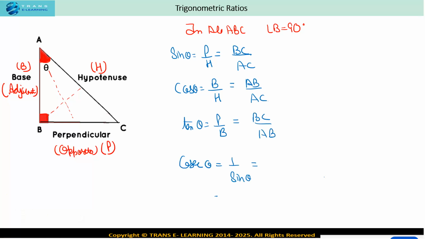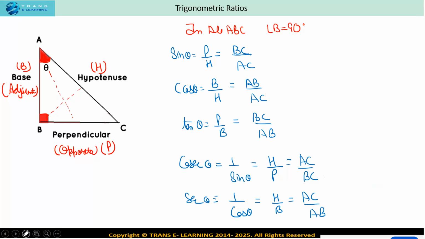So cosecant theta is the reciprocal, 1 upon sine theta, that will be hypotenuse upon perpendicular, that is AC upon BC. And secant theta will be the reciprocal of cos theta, that will be equal to hypotenuse upon base, that is AC upon AB. And cot theta is the reciprocal of tan theta, that is base upon perpendicular, that is AB upon BC.